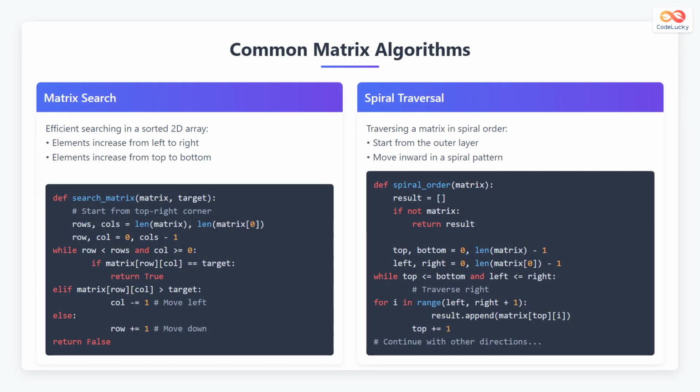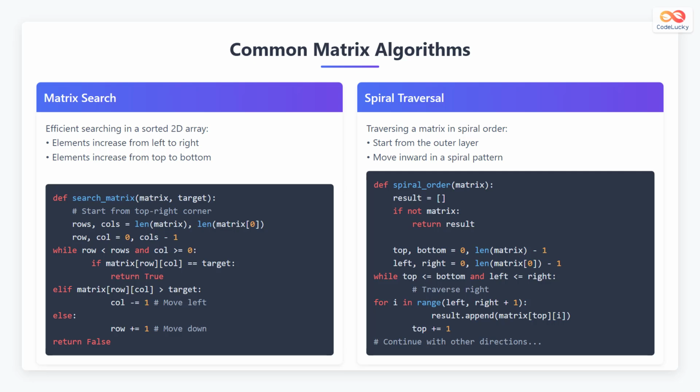Common matrix algorithms include matrix search and spiral traversal. Matrix search involves efficiently searching a sorted 2D array where elements increase from left to right, and elements increase from top to bottom. To search the matrix, a function called search matrix can be defined with parameters matrix and target. Start from the top right corner and get the number of rows and columns using the len method.